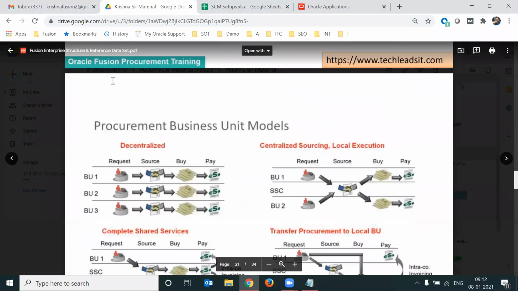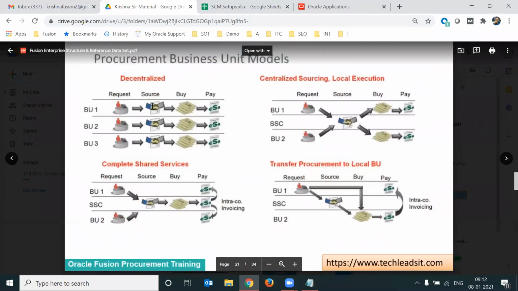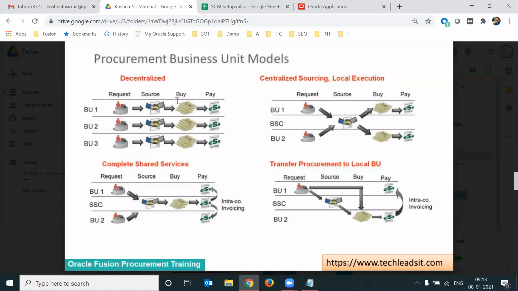In case of EBS, this is what happens, right? We create a requisition and purchase order, and we do the payment under each operating unit, right? So consider this as an operating unit. This is what happens in EBS. Under the same operating unit, we create a purchase order. Under the same operating unit, we make the payment to the vendor, nothing but the supplier.